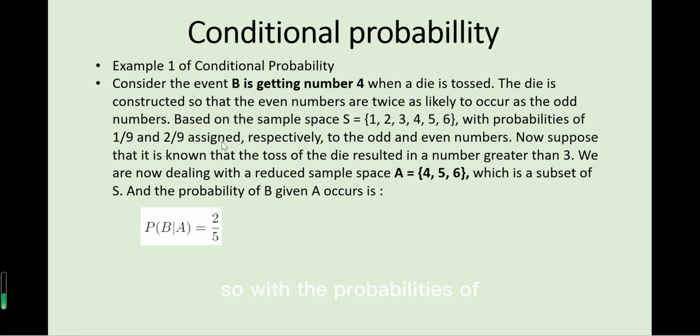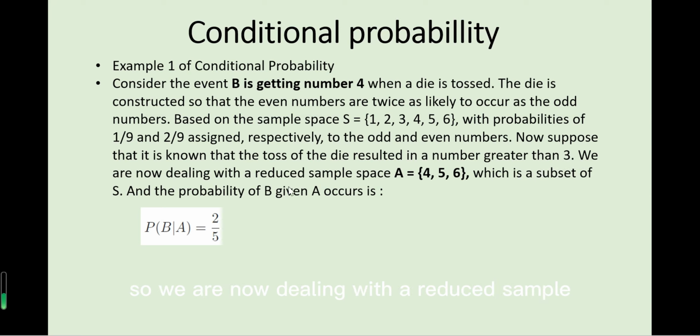So with the probabilities of 1/9 and 2/9 assigned respectively to the odd and even numbers, because the total probability of the sample space should be equal to 1. So 1, 3, 5 each occur with a probability of 1/9 and 2, 4, 6 with 2/9, right? Now suppose that it is known that the toss of the die resulted in a number greater than 3. So this is the event A, greater than 3.